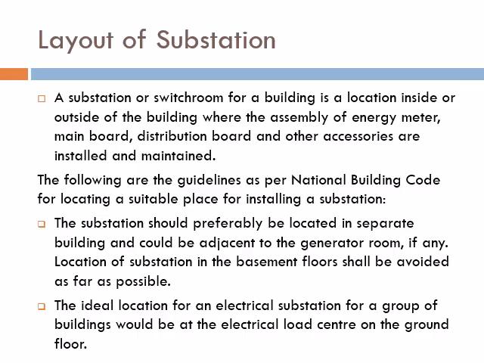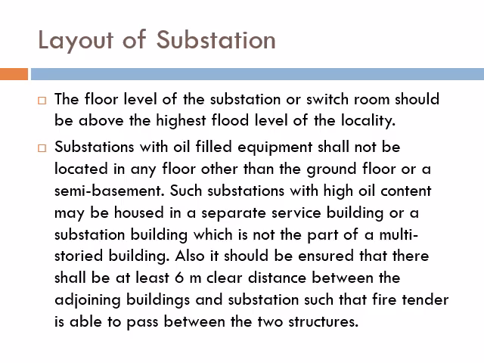Here the NBC, National Building Code, also provides some guidelines. The substation should preferably be located in a separate building and could be adjacent to the generator room. Location of the substation in the basement floors shall be avoided as far as possible. The ideal location for an electrical substation for a group of buildings would be at the electrical load center on the ground floor. Then the floor level of the substations or switch rooms should be above the highest flood level of the locality. It should not be below that.